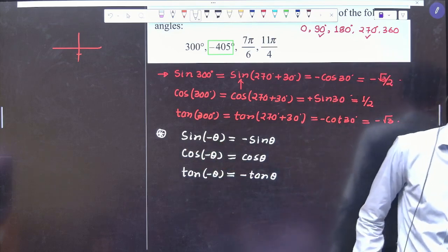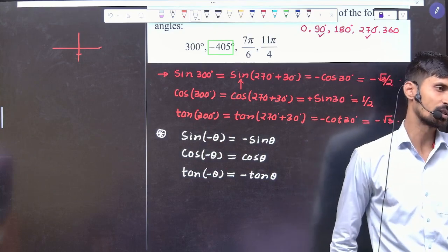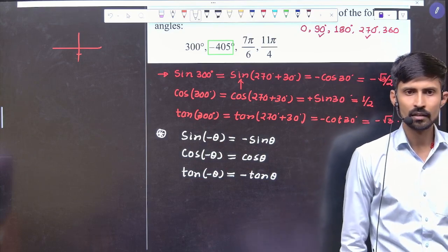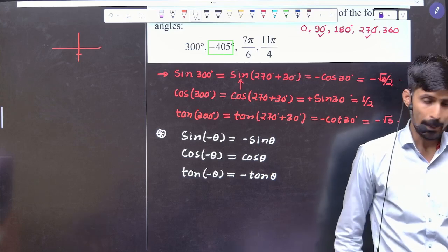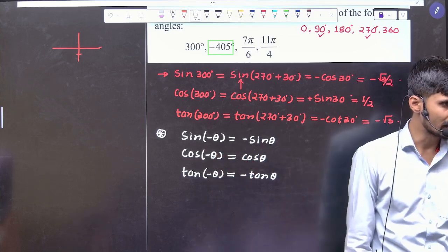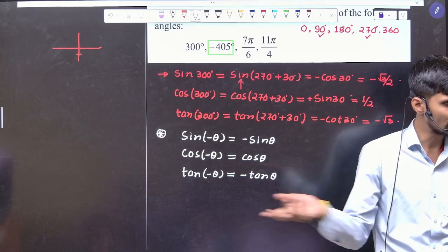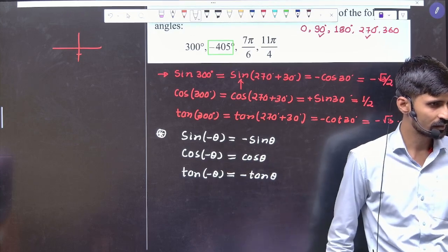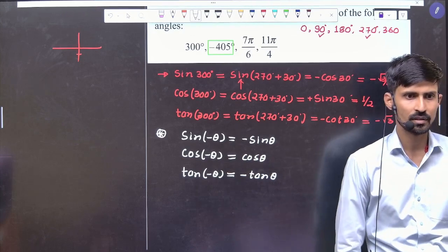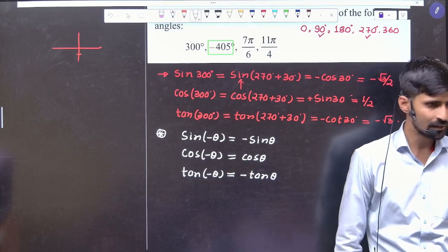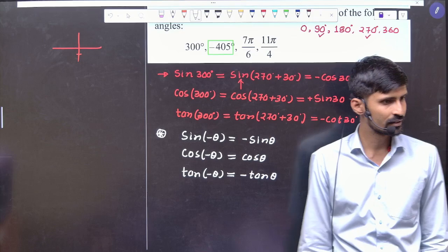So if I am asking what is cos minus 30 degree? Cos 30 degree. Minus theta, which quadrant? Cos minus 30, which quadrant? Fourth quadrant. In the fourth quadrant cos will be positive, and sine and tan will be negative. So negative theta will generate this.